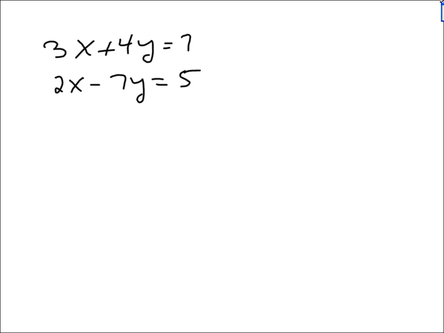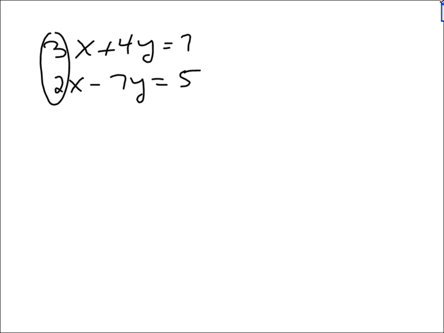But other than the signs, you won't always have the number in front of x's or the numbers in front of y's to be the same. Sometimes they'll be completely different. For example, if you have 3x plus 4y is equal to 7, and say 2x minus 7y is equal to 5. The numbers in front of x's are 3 and 2. They're not the same. The numbers in front of y are 4 and 7. They're not the same. Then we can multiply one or both of the equations by numbers other than 0, and they'll become the same. Let's try to eliminate the number in front of x's.